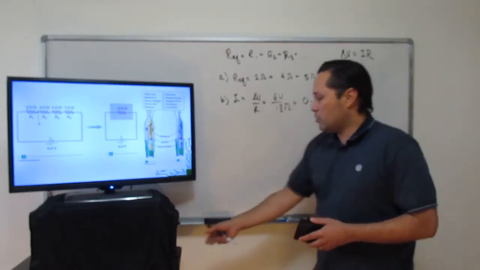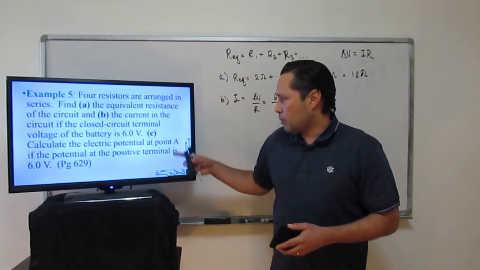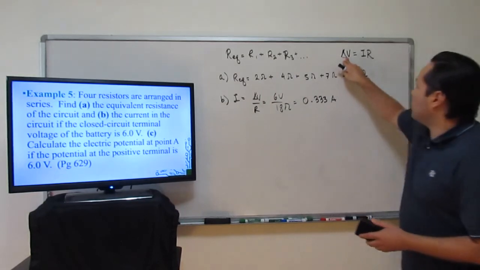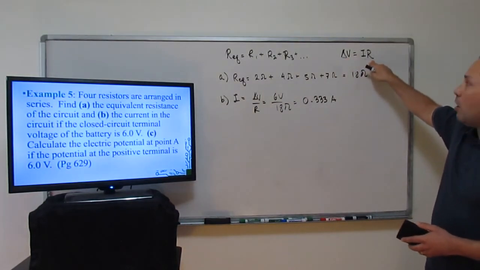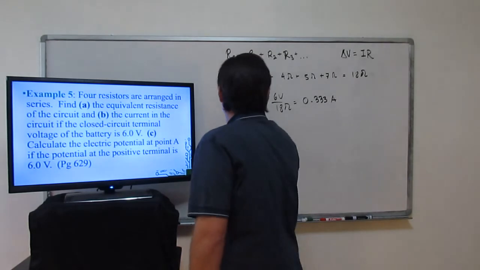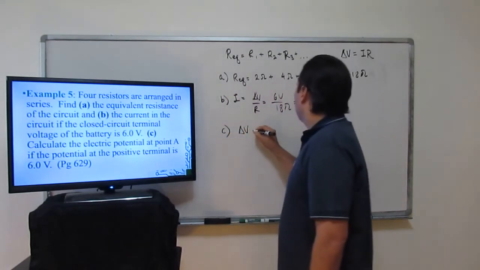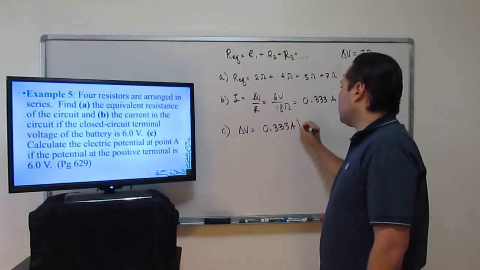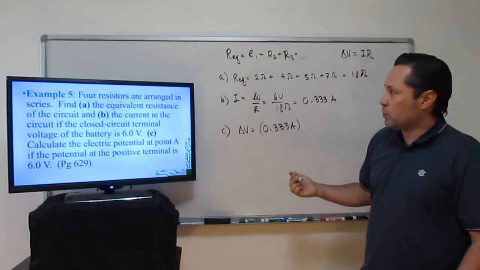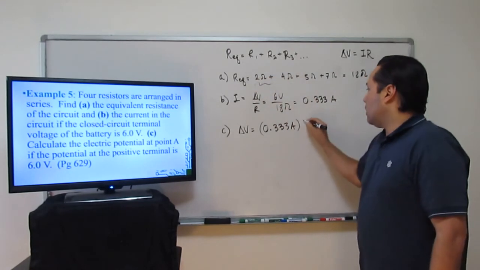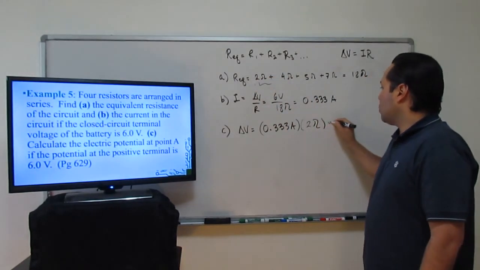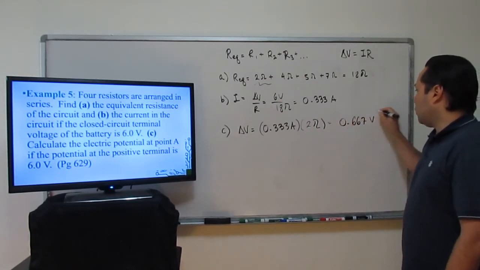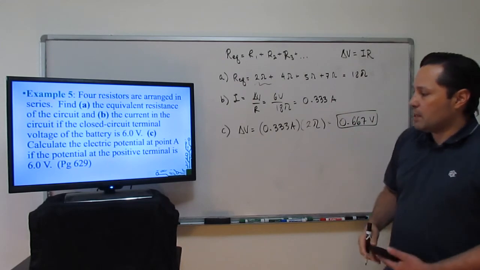To solve for the electric potential, we're going to use this formula. We have the current, and we're just going to put here R1. So the potential difference is going to be the current, which is 0.333 amps, multiplied times R1, which is the first resistor, which had a 2 ohms resistance. That will give you 0.667, and that will be in volts. So that will be the answer for part C.